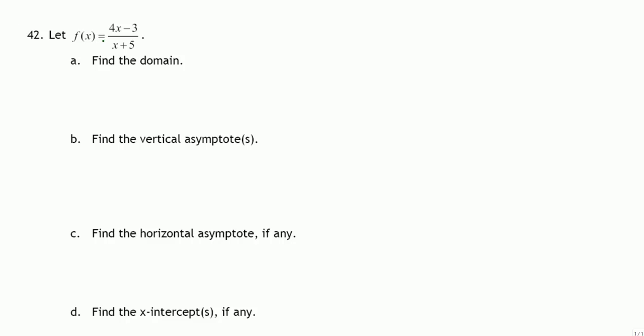Let f(x) be (4x minus 3) over (x plus 5), a rational function, polynomial divided by polynomial. Find the domain. So domain means all x values for which this is defined. This is defined as long as the bottom is not 0. So we need to avoid x numbers that make the bottom 0.